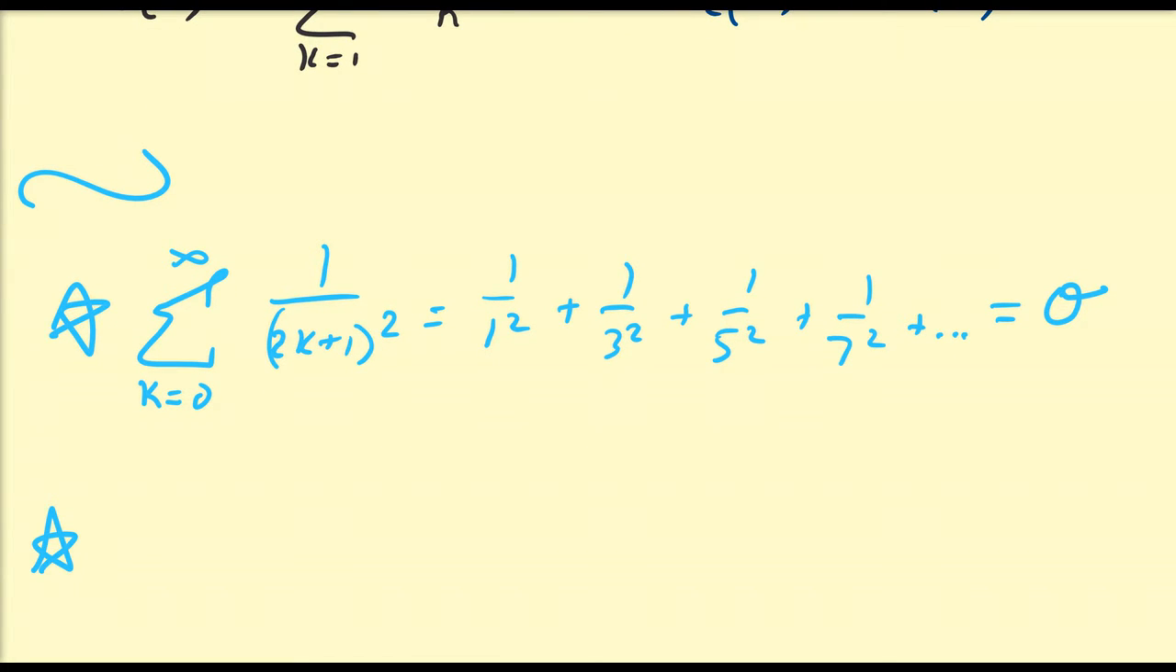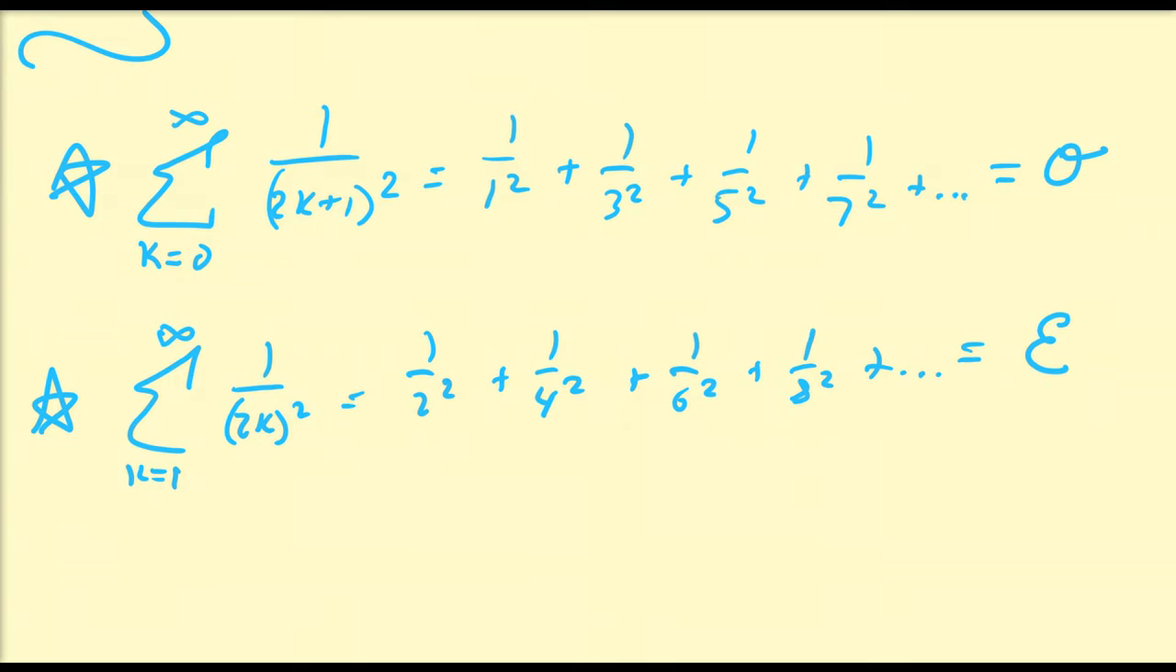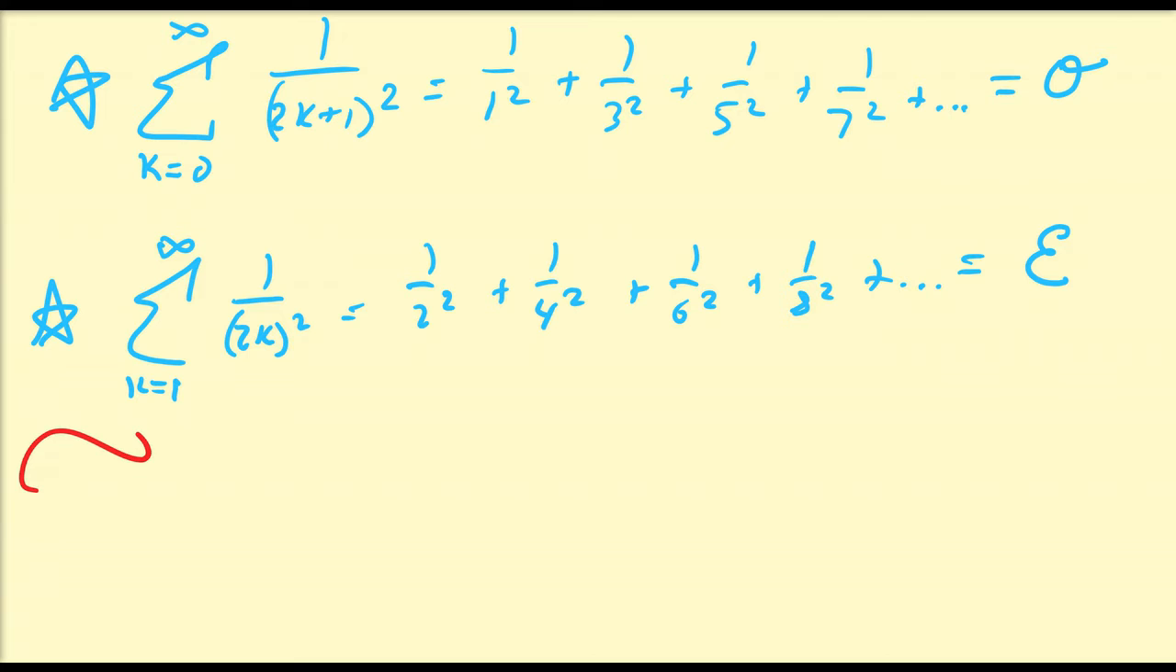And another series I'm going to look at is the sum from k equals 1 to infinity of 1 over 2k, the quantity squared. So when k is equal to 1, we have 1 over 2 squared. When k is equal to 2, we have 1 over 4 squared, 1 over 6 squared, 1 over 8 squared, and so on. I'm going to call this series E, which again does converge by the p-series test. Notice that these two are pretty much related to the Riemann-Zeta function evaluated at 2. So we're going to use this to our advantage. Alright, so how can we figure out the values of O and E?